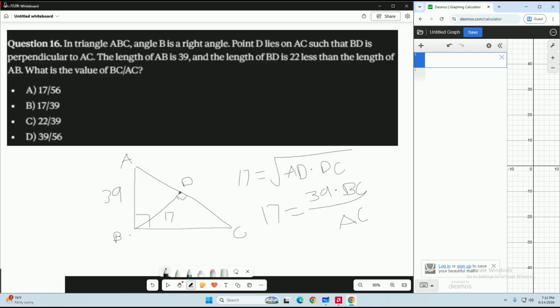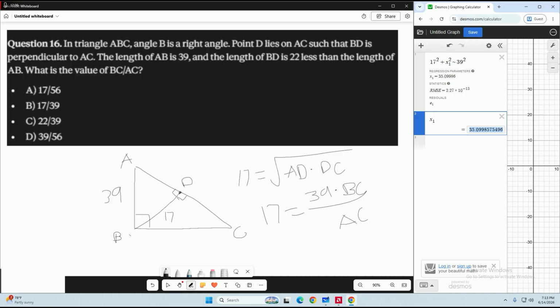Okay, so first, I notice that if this is a right angle right here, then this is a right angle as well, because if this is 90, this is 90, and both must add up to 180. So ABD becomes a right triangle, and we can calculate the side length of AD using the Pythagorean theorem, because we have this leg, we're trying to solve for this leg, and this is the hypotenuse. So 17 squared plus x1 squared is equal to 39 squared. And that's basically some random decimal. That's basically AD.